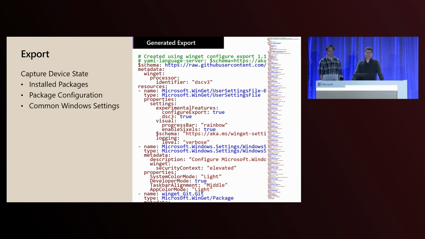So what we've done is we've built an export function. It's going to go through and look at everything that's installed on your system. It's going to grab all of the Windows settings that are available through our PowerShell module for Windows settings. And for any package that is DSC v3 capable, which we'll be talking about how to do a little bit later, it will also grab all of their settings. And I'm going to give you an example and show you what that looks like.